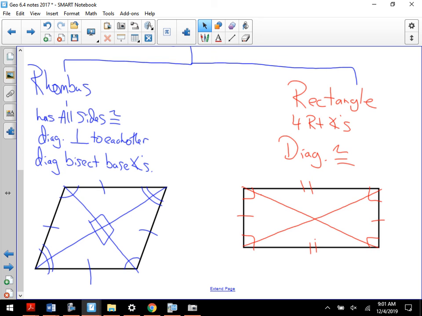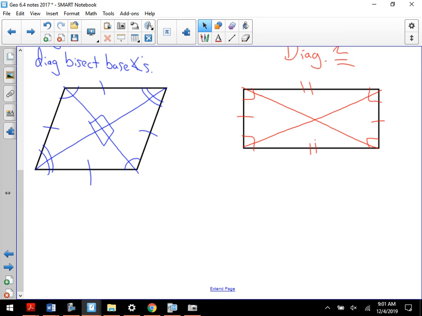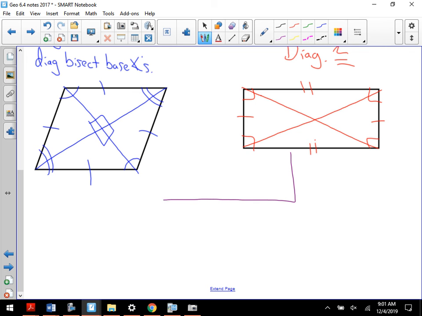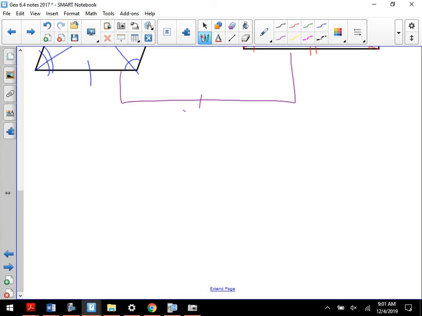It's going to have the characteristics of rectangles and the rhombus. It's a square. Otherwise known as a square. So the square, as you guys know, becomes the most specific of all the parallelograms.